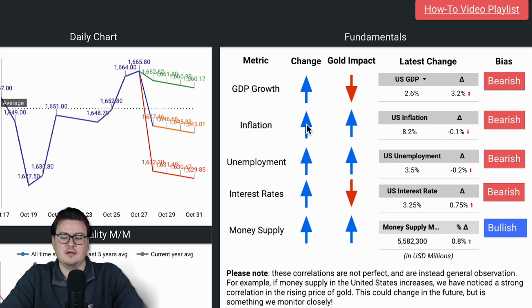Now, inflation is high, of course, in the US, 8.2%. We can see that here. And inflation is not necessarily a good thing, which means that that's good for gold as well.